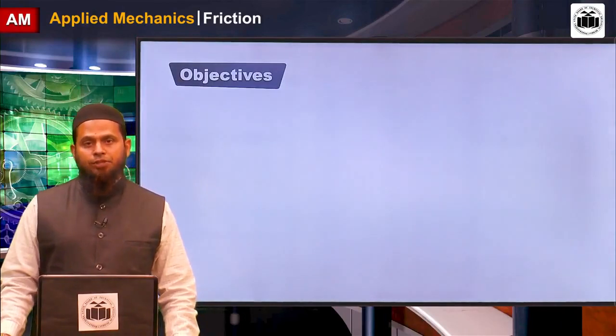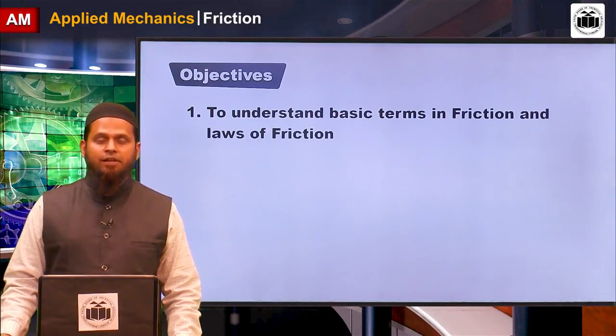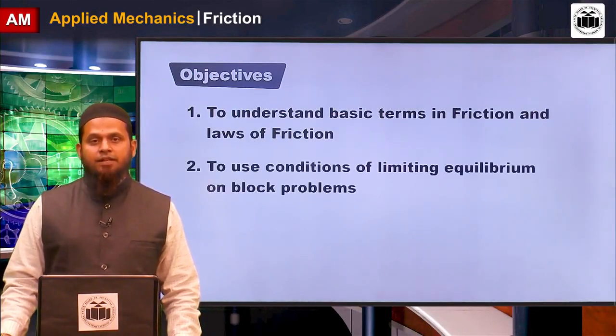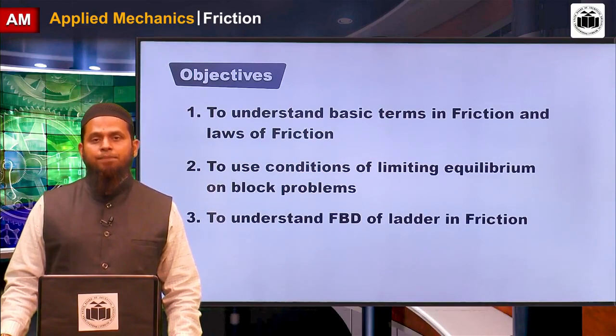There are three learning objectives. First, to understand basic terms in friction and laws of friction. Second, to use the condition of limiting equilibrium on block problems. Third, to understand the FBD, free body diagram, of a ladder in friction.